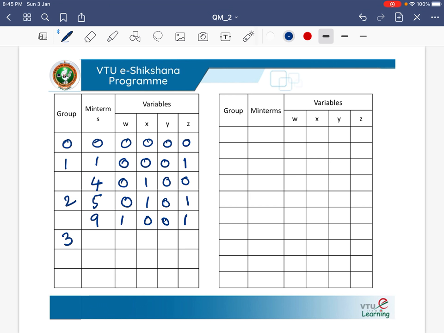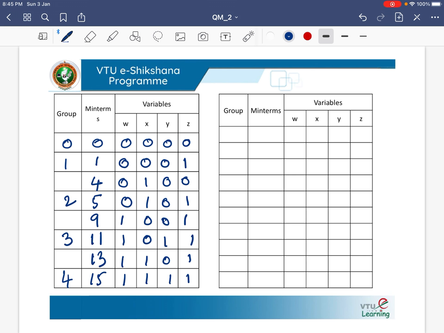Group number 3, we get 11 and 13. These two have three ones: 11 is 1, 0, 1, 1 and 13 is 1, 1, 0, 1. So these two have three ones, 1, 2, 3, three ones. This is also 1, 2, 3, three ones. And the last group, the fourth group, is min term number 15, and it is 1, 1, 1, 1, which has four ones.